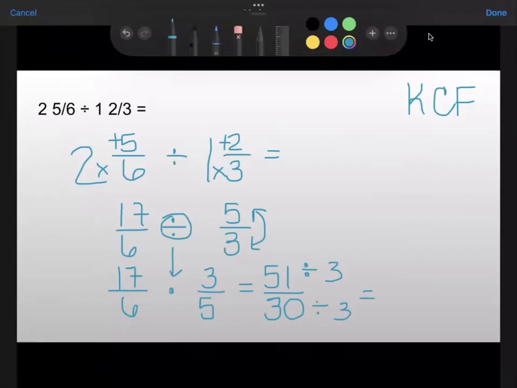51 divided by 3 is 17. And I knew that because we did 17 times 3 to get 51. And then 30 divided by 3 is 10. So now that's a little bit easier to turn into a mixed number. 10 fits into 17 one time, and there would be 7 left over. So the answer to this would be 1 7/10.